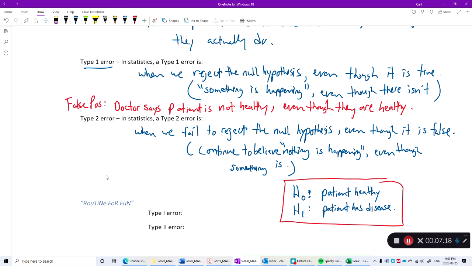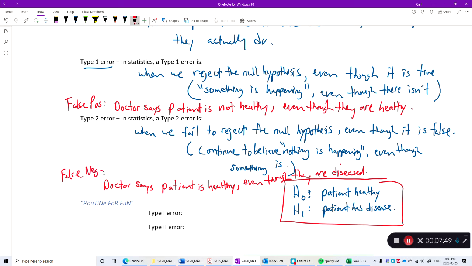And now this one we fail to reject. So the doctor says fail to reject the null. So we keep thinking they're healthy. The doctor says the patient is healthy, even though that's false. Even though they're not. Even though they are diseased. So that would be a false negative. So it's kind of a logic puzzle to get these things going in the right direction.